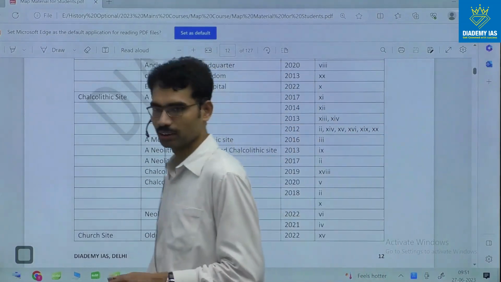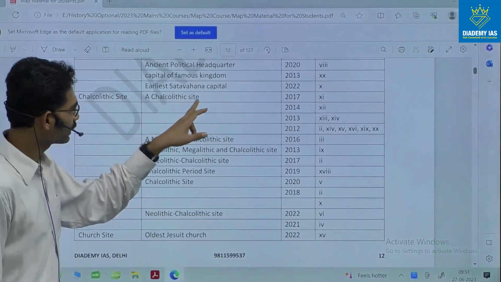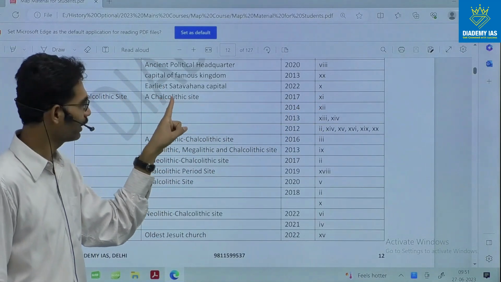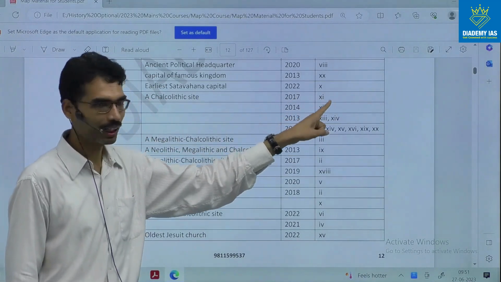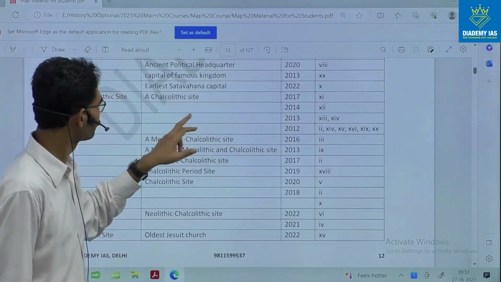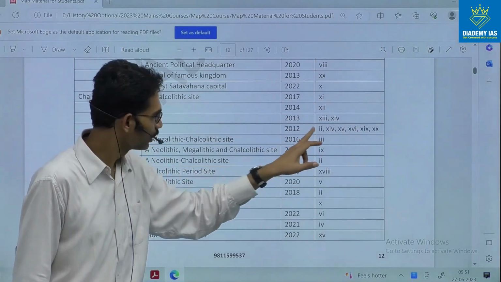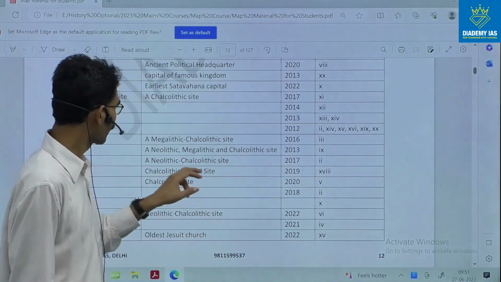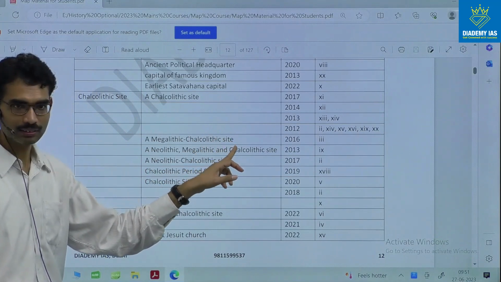You say this: Chalcolithic site. UPSC asked about the terminology it uses in 2017: a Chalcolithic site, the 9th one, the 11th one. In 2014, the 12th one. In 2013, 2 questions. And in 2012, 6 questions from Chalcolithic itself. It mentions, now you see, megalithic Chalcolithic site.